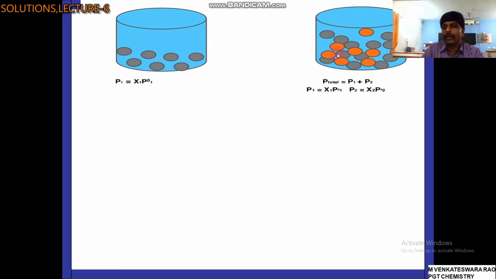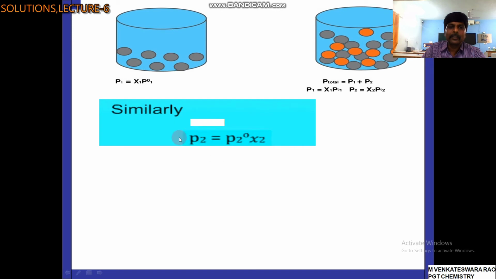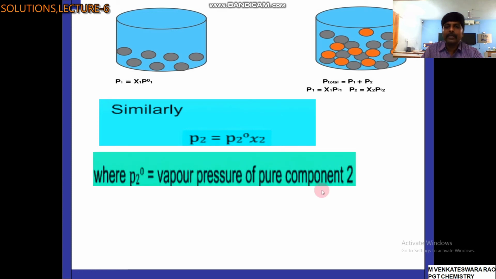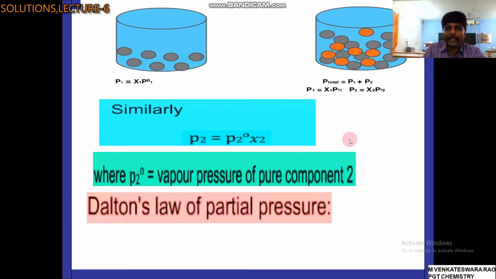So here total pressure is related to first component partial pressure and second component partial pressure. Similarly for the second component, P2 is equal to P2 naught into X2, where P2 naught is the vapor pressure of pure component 2.